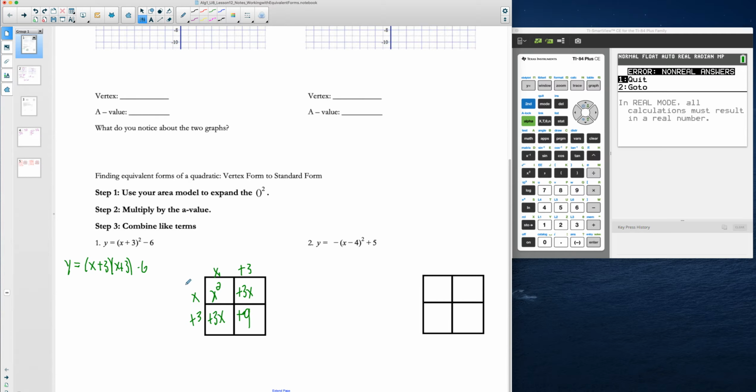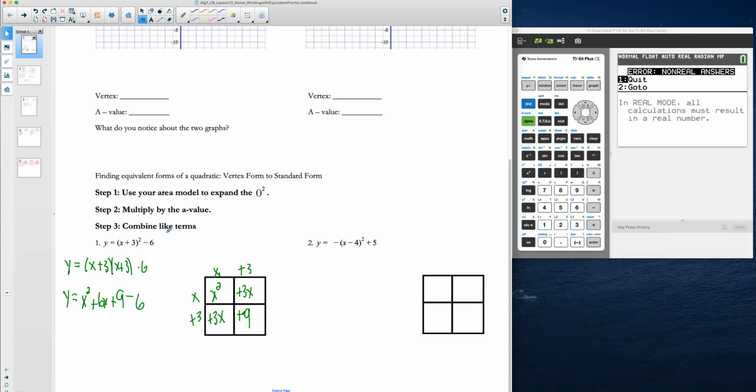There we go. Now what we know is if I look at this, I can combine like terms. Now notice my a value here is a 1. So what that really means is I don't have to worry about step number 2, because if I take this 1 and multiply it into everything, it's not going to change. So when I combine my like terms for my area model, I can just bring them over here. So this would be x squared. And then 3x plus 3x is 6x. And then this plus 9 would be the plus 9 right here. And then I'm going to bring down the negative 6 here.